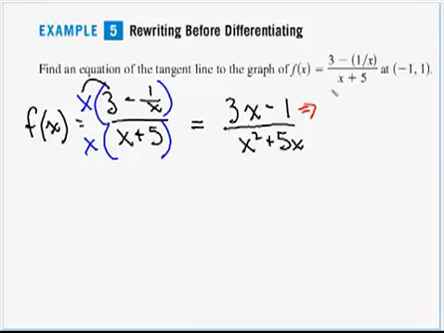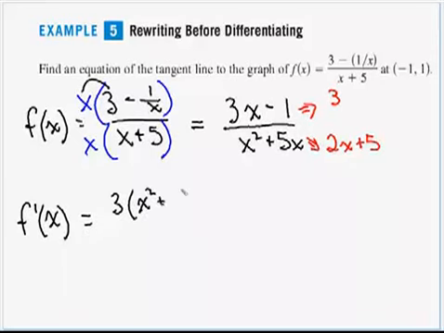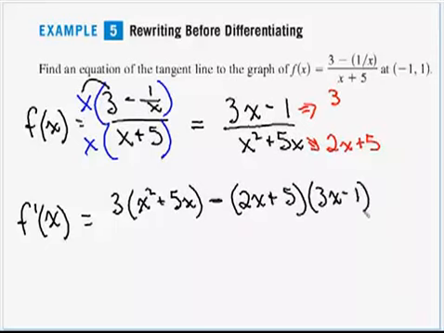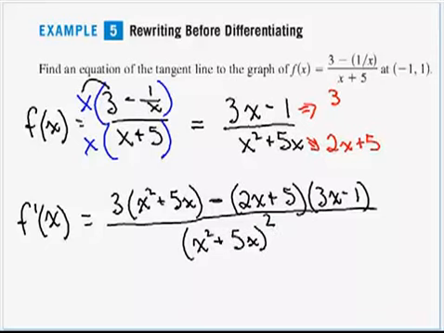So our upper derivative is 3. Our lower derivative would be 2x plus 5. And now we can find the f prime of x. So low d high, 3 times quantity x squared plus 5x. Low d high minus high d low. So here we're going to have our 2x plus 5 times 3x minus 1, all divided by low low, x squared plus 5x, quantity squared.